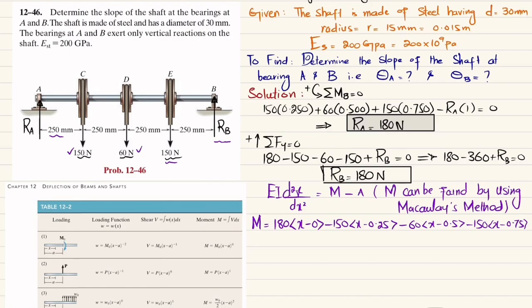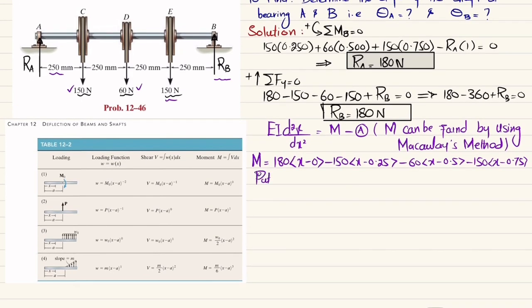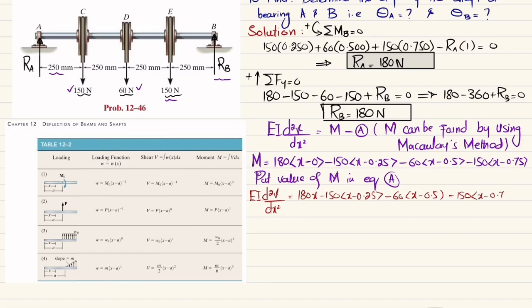This is your equation number A. So put the value of M in equation number A. What we will get is EI d²v/dx² equal to 180 into x minus 150 into x minus 0.25 minus 60 into x minus 0.5 minus 150 into x minus 0.75. So integrate this equation.